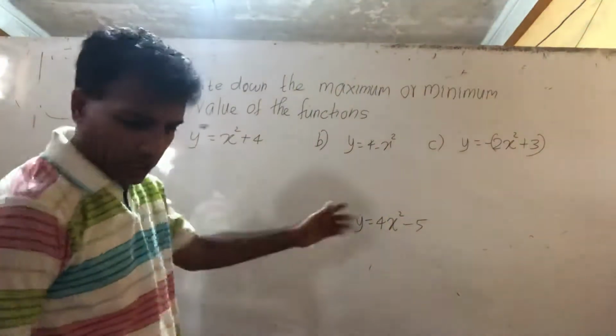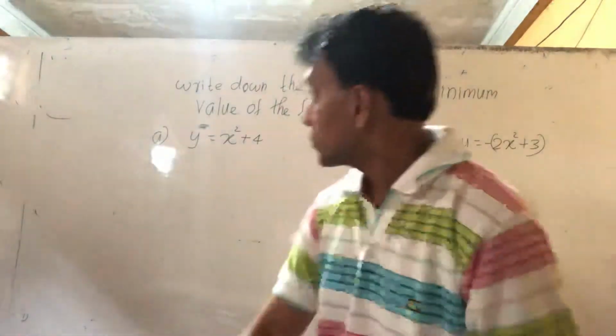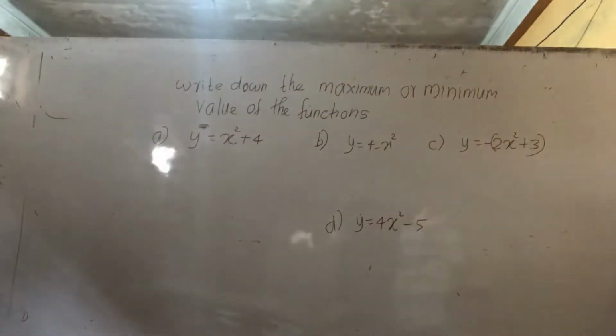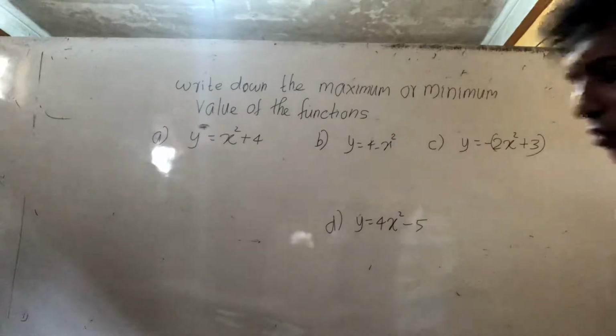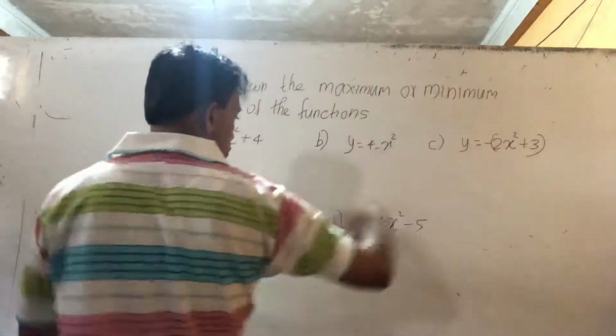Okay, today we will do the question that is there in the local book. In your part 2 book, you can see page 36. Write down the maximum or minimum value of the functions. Maximum, minimum value of the function. There are A, B, C, D, 4 parts.